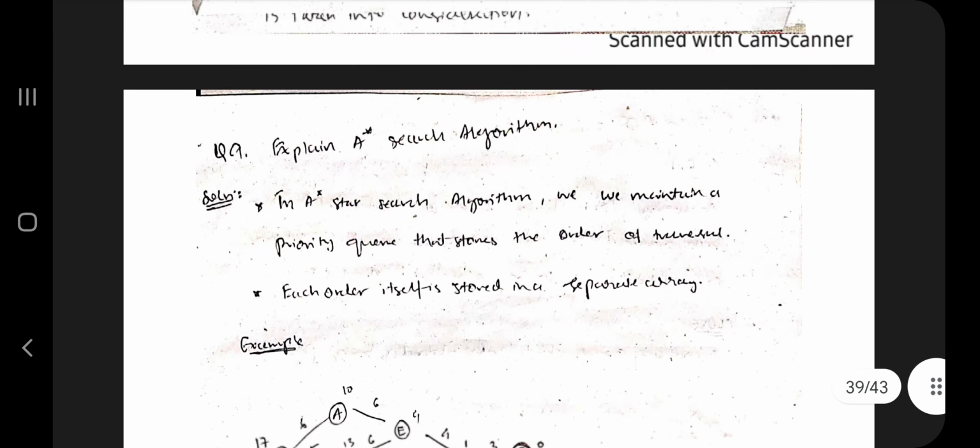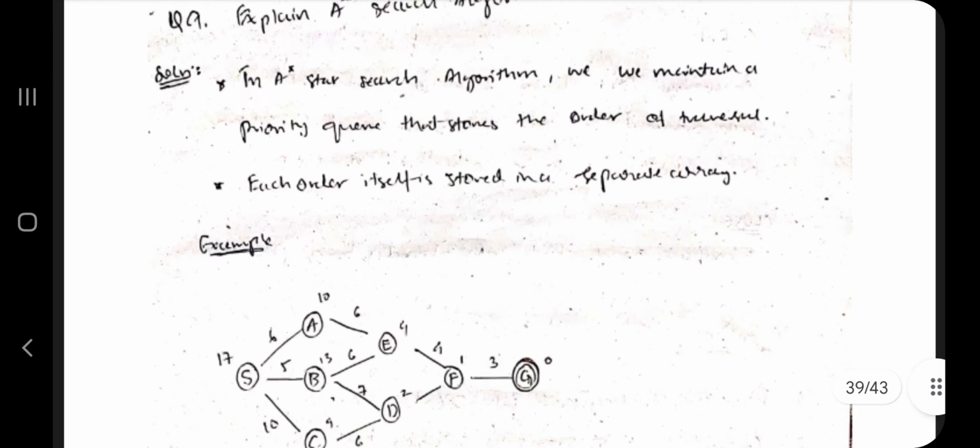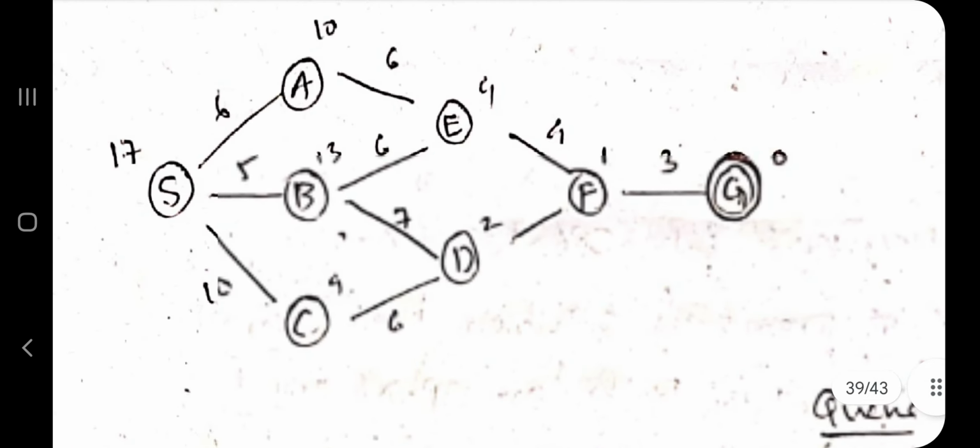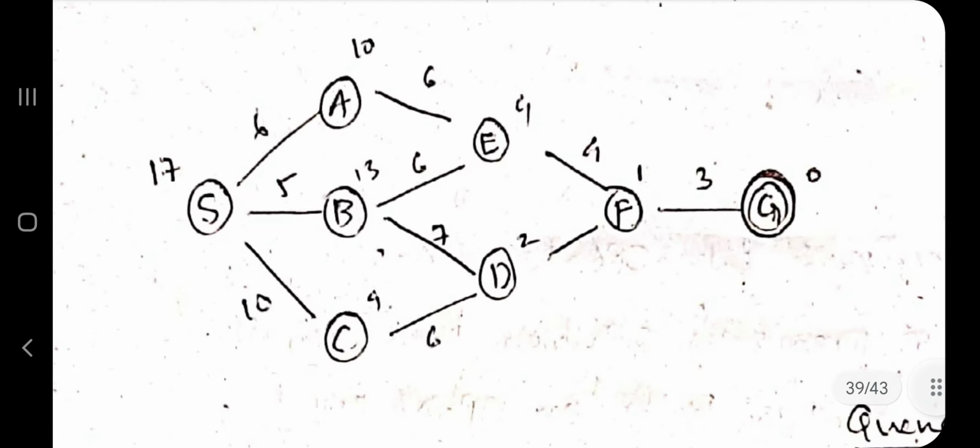Next we have the A star search algorithm. In A star search, we maintain a priority queue here also, but it stores the order of traversal slightly differently than best first search. If you understand this example, I'll explain how it works, and you need not listen to the explanation of the algorithm as well; you can write it on your own. So what's happening here?